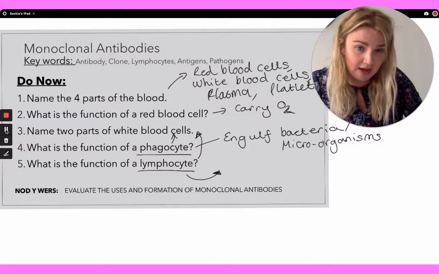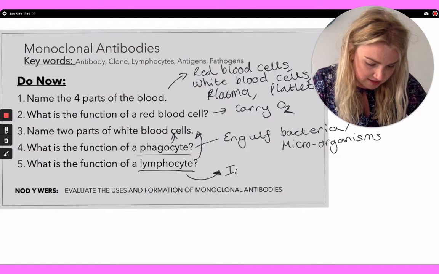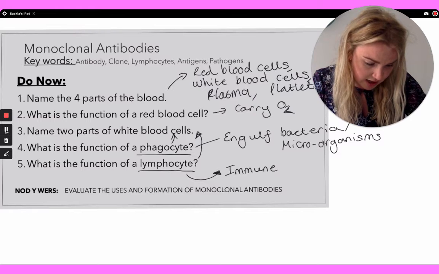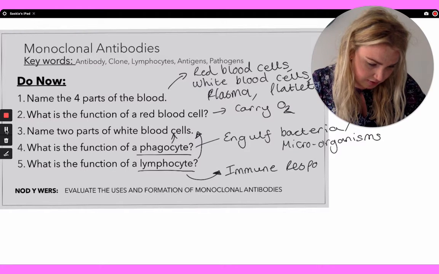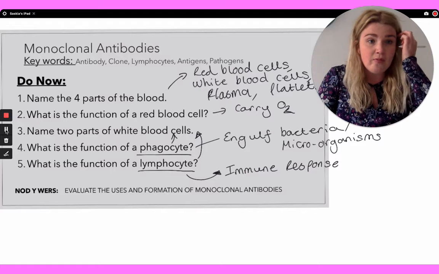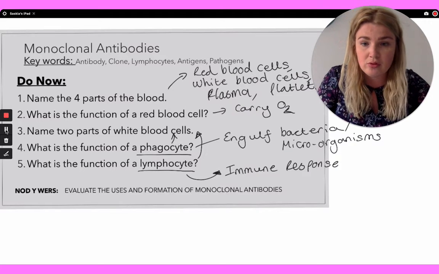Lymphocytes are our immune response, so they're what makes our antibodies, our T cells, all of that. Okay, so our immune response, which is quite relevant at the moment with certain diseases floating around.